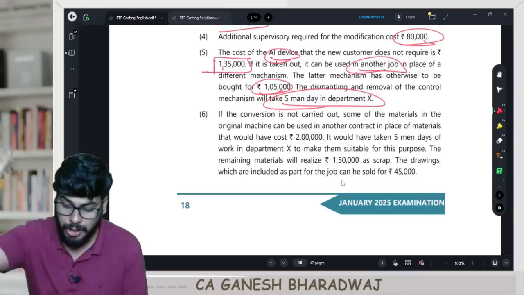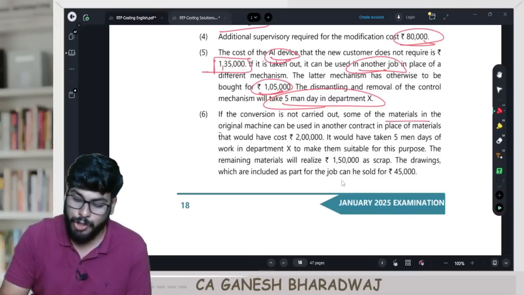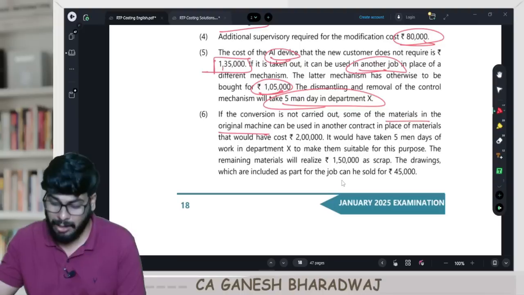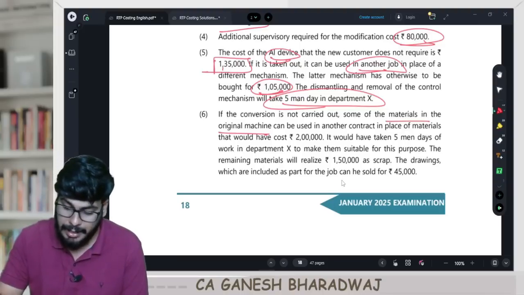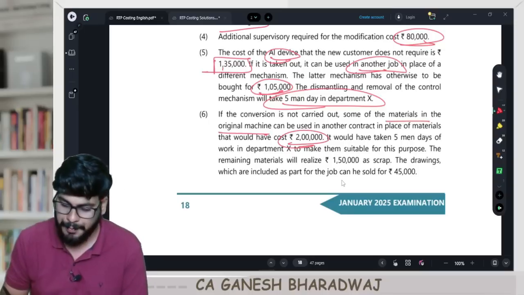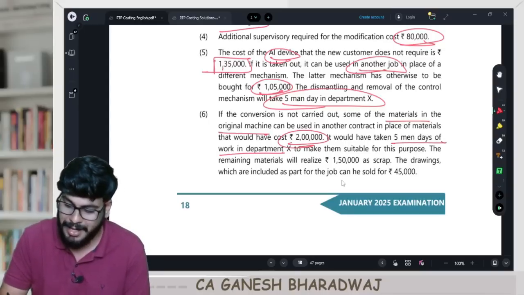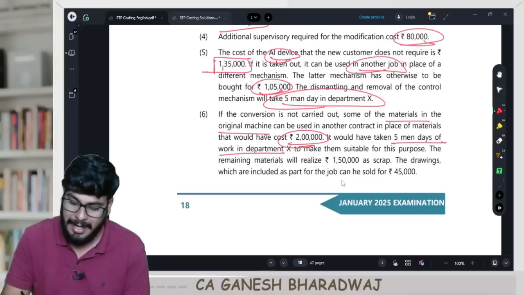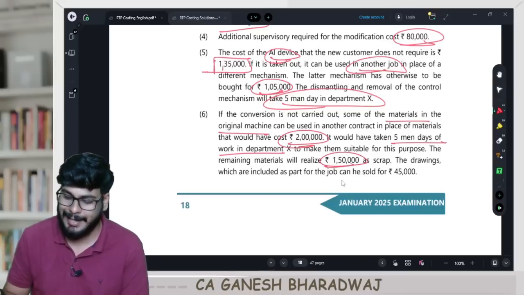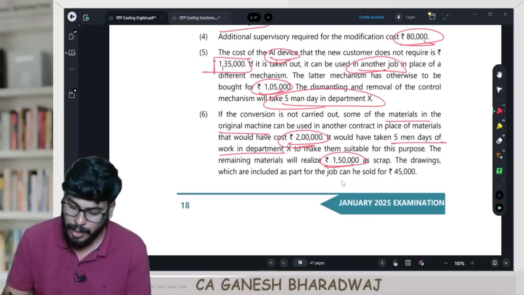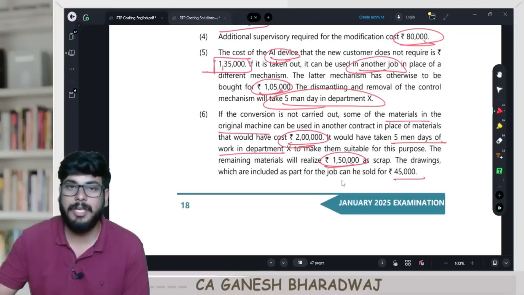If the conversion is not carried out, some of the materials in the original machine can be used in another contract in place of materials that would have cost 2 lakh rupees. It would have taken 5 man days of work in department X to make them suitable for this purpose, and the remaining materials will realize 1,50,000 as scrap. The drawings which are included as a part of the job can be sold for rupees 45,000.